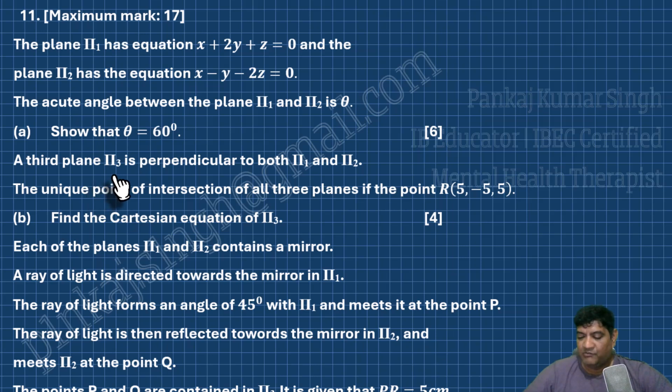And then there is a third plane, which is perpendicular to both the given planes here, pi 1 and pi 2. He wants us to find the Cartesian equation of the plane pi 3.